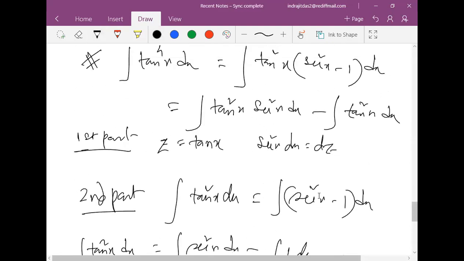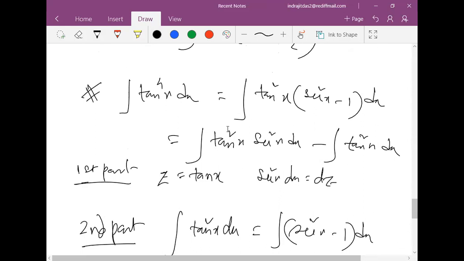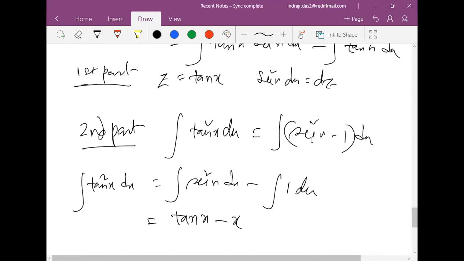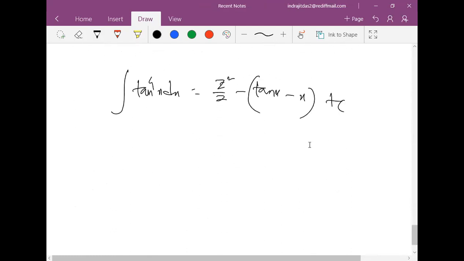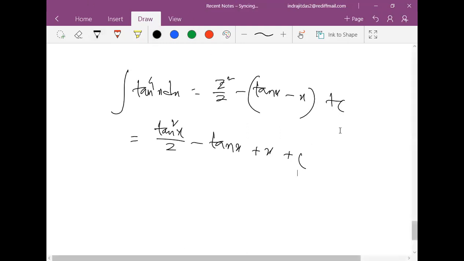So first part is z square by 2. Why? Because first part is z dz. If you look at the first part, I have skipped the step. It is z dz. Z dz is z square by 2, minus sec square x is tan x and 1 is x. So ultimately you will be writing the answer as tan square x by 2 minus tan x plus x plus c. So in trigonometric integration, you need a little bit of trigonometric adjustment and then solve.